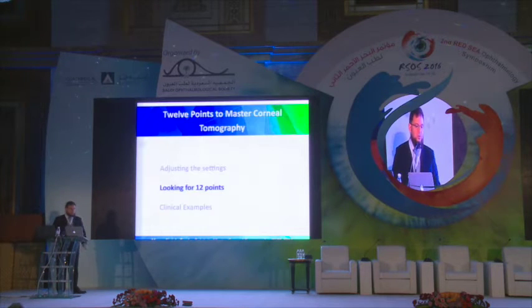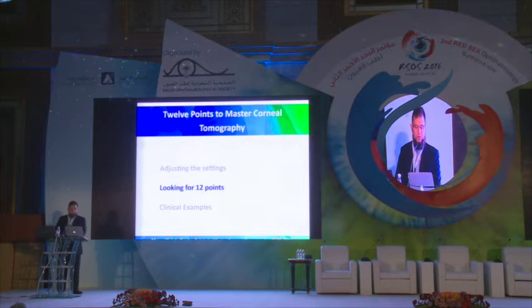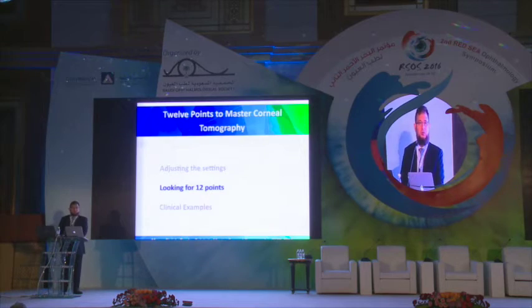Now coming to the 12 points to master corneal tomography. There are 12 points that we should look at on the Pentacam in order to be sure that there is no risk if we want to go in terms of corneal refractive surgery.